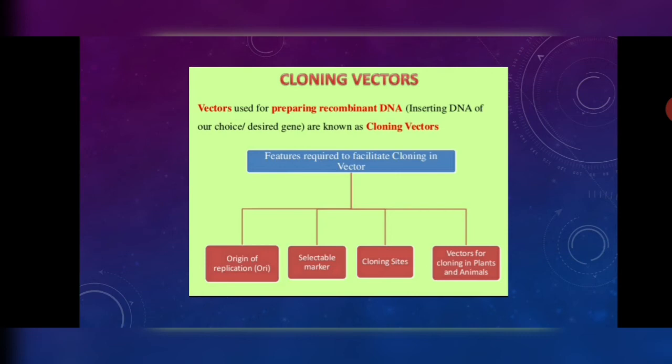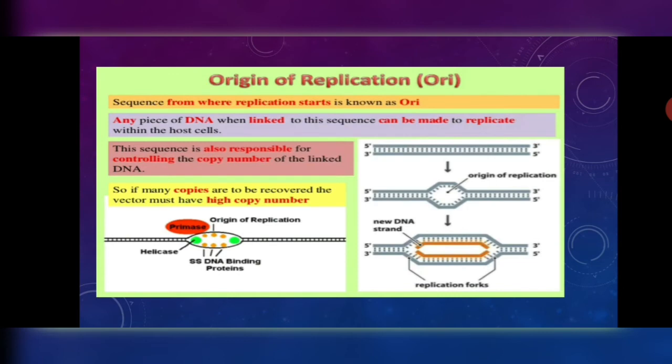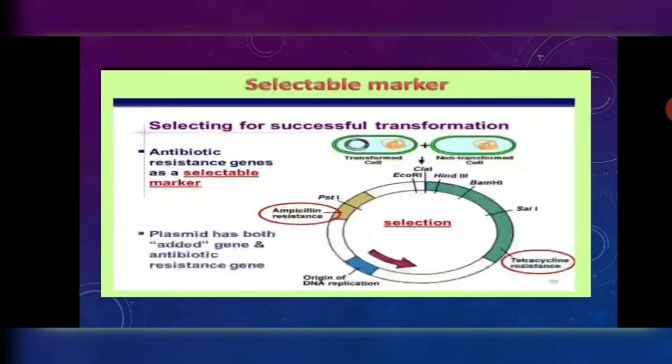Then the vectors for the cloning of plants and animals are separate. We can use YAC and BAC vectors for this. Origin of replication. Sequence from where the replication starts is known as the ori. Any piece of DNA, अगर हम किसी भी piece को इस ori के साथ relate कर देते हैं तो वो भी अपना copy number increase करेगा, वो बार बार replicate करेगा. Hence this origin of replication is very important.